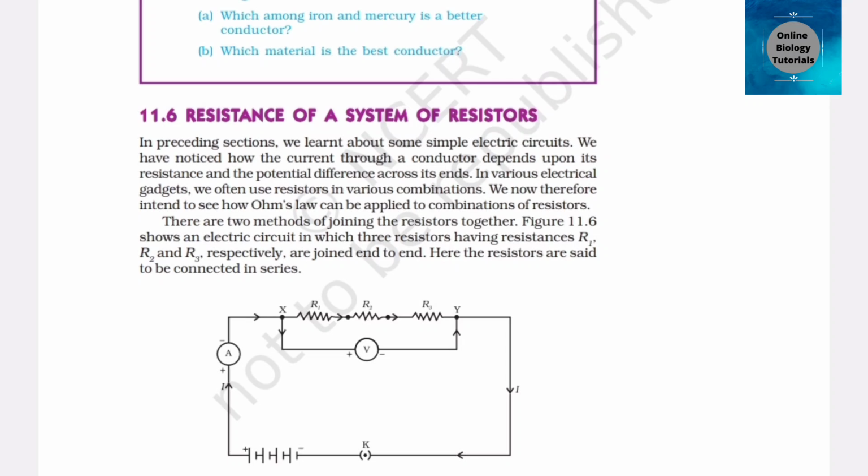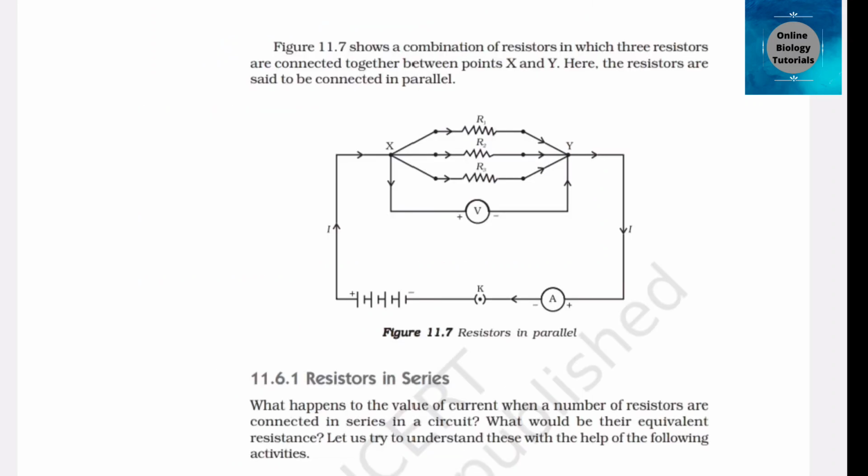There are two methods of joining resistors together. Figure 11.6 shows an electric circuit in which three resistors having resistances R1, R2 and R3 respectively are joined end to end. Here the resistors are said to be connected in series. Figure 11.7 shows a combination of resistors in which three resistors are connected together between points X and Y. Here the resistors are said to be connected in parallel.